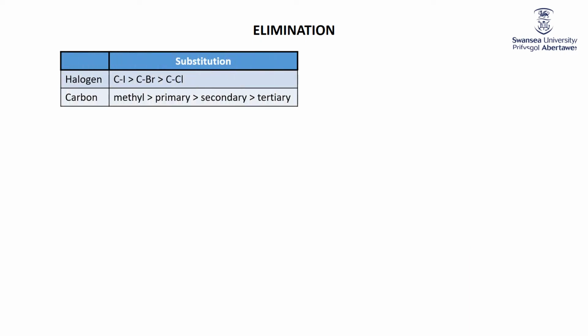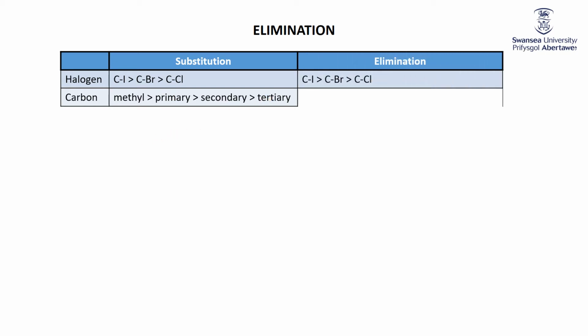Let's compare them. Substitution, of course, we know that the iodine is better than bromine, better than chlorine, okay? And of course, we also know, in terms of the carbon, that the less stuff there is around the carbon, the better. So methyl, better than primary, better than secondary, better than tertiary. With elimination, we're breaking the carbon-halogen bond. So again, because the carbon-iodine bond is the weakest, the iodoalkanes are better than the bromoalkanes, which are better than the chloroalkanes for elimination. But let's think about what we're doing in terms of elimination.